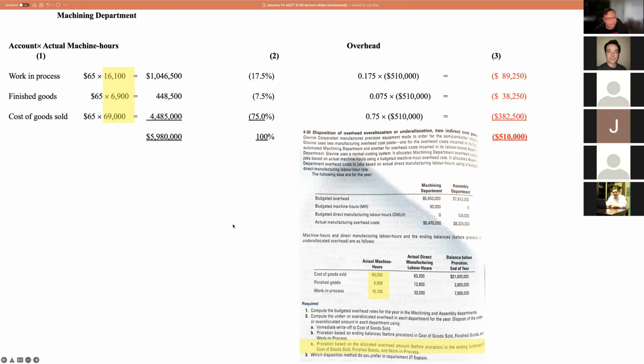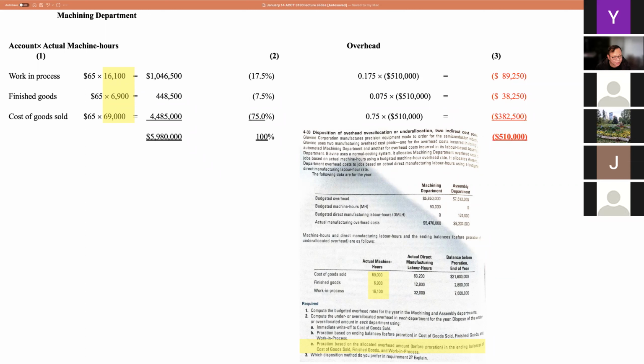No, I was just a bit confused. It's like work in progress first. I did cost of goods sold first, that's why I had a different number. I got confused, I'm sorry. I found that the sequence is not different from what I did in my book.